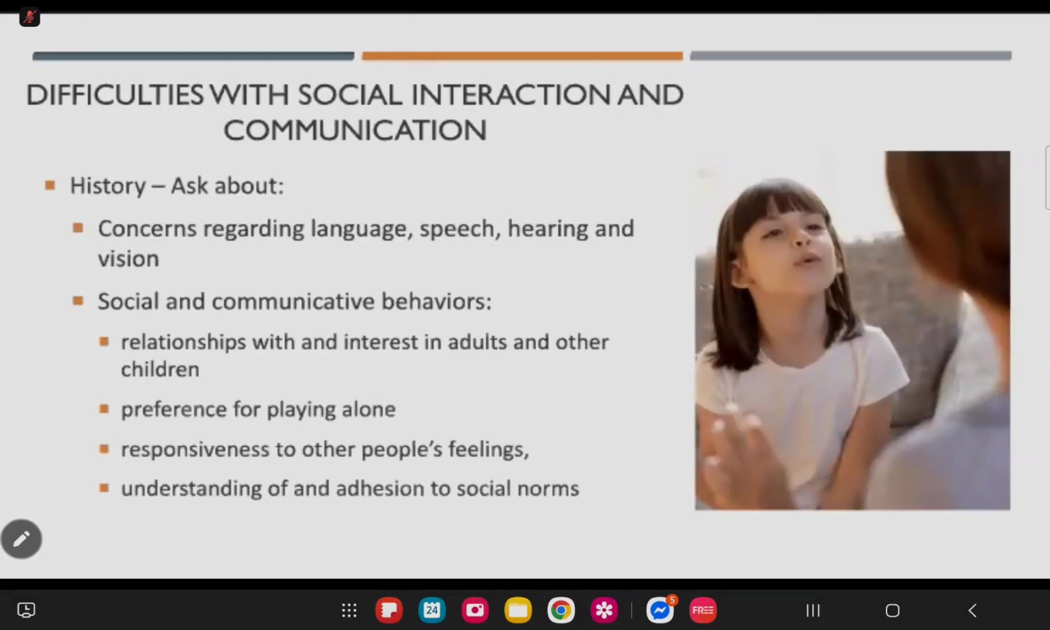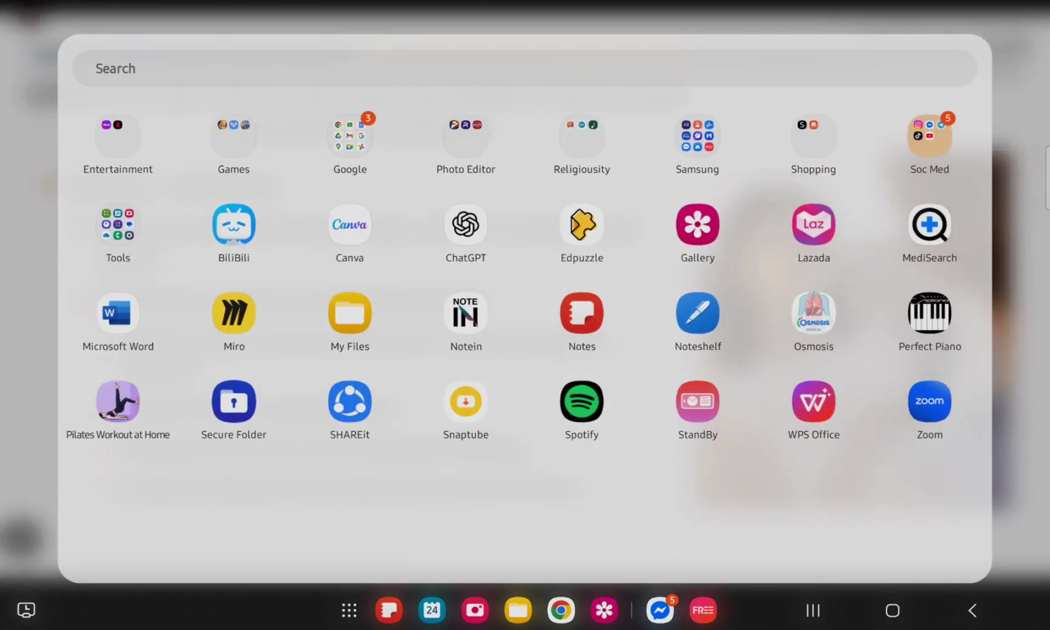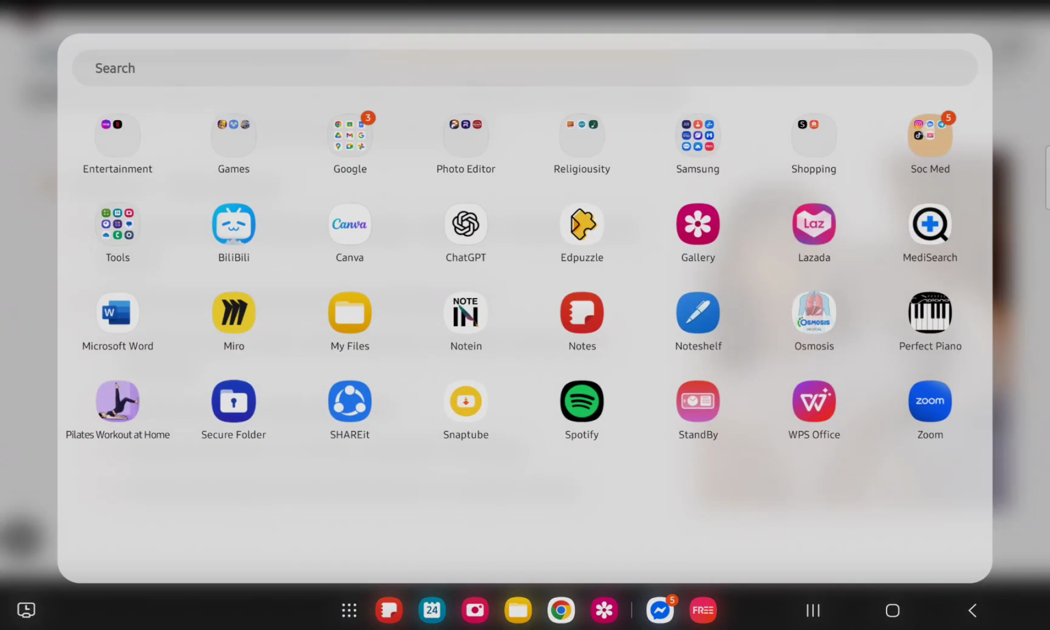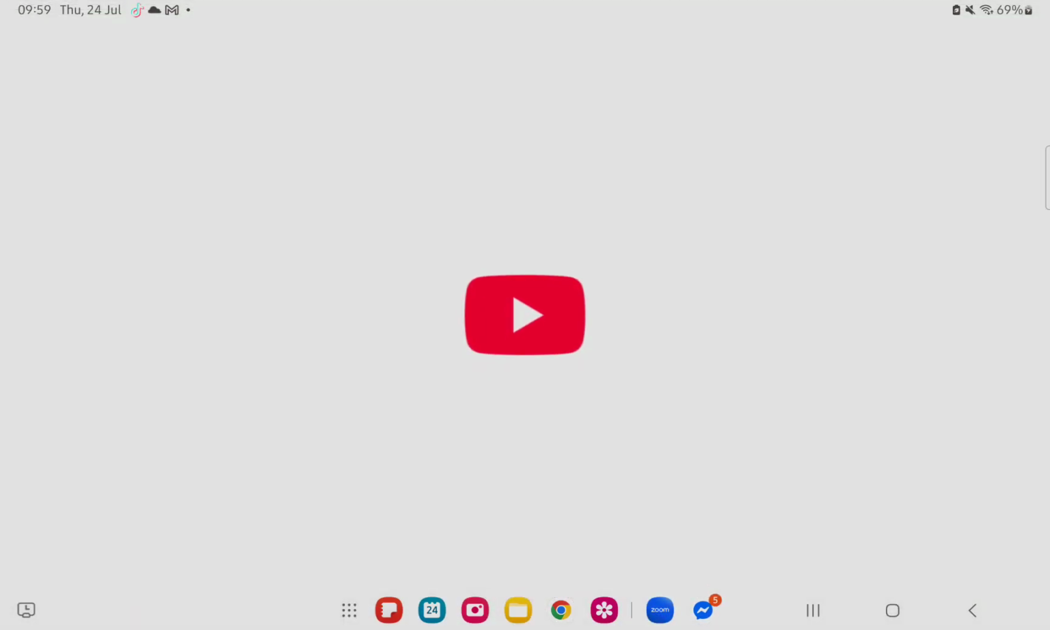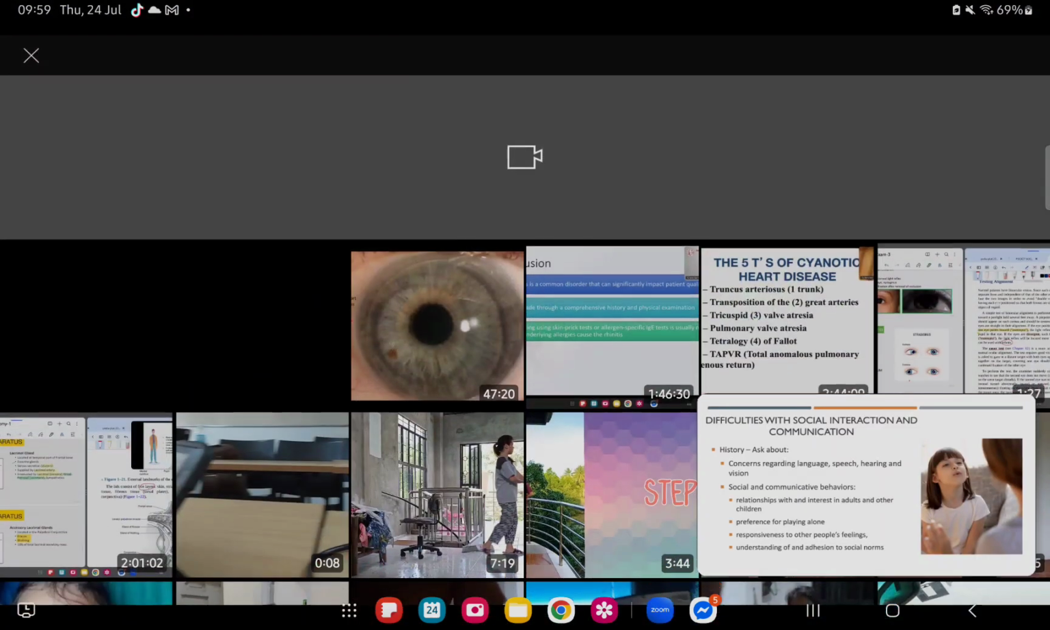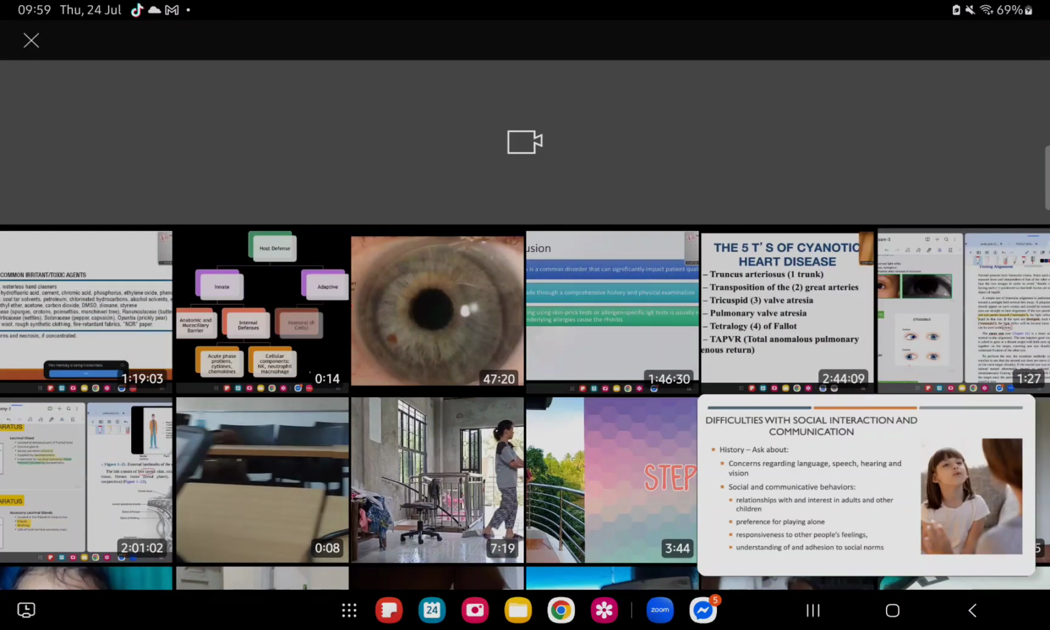Next, you have difficulties with social interaction and communication. So to start off with this type of disorder, in your history, you have to ask about concerns regarding language, speech, hearing, and vision. Okay. Social and communication behaviors, you have to ask with regards to relationships and interest in adults and other children, preference for playing alone, and their responsiveness to other people's feelings. You also have to have a grasp of their understanding of and adherence to social norms.